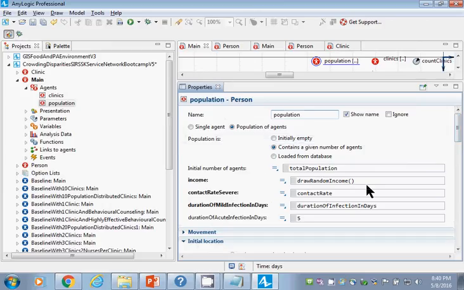And if anyone were interested here, this draw random income is just drawing from a log normal distribution. Okay, I thought it was a custom distribution, but we can impose an empirical distribution if we wanted to. Here it's from a log normal distribution with certain parameters. Is that helpful? Okay. Any other questions?